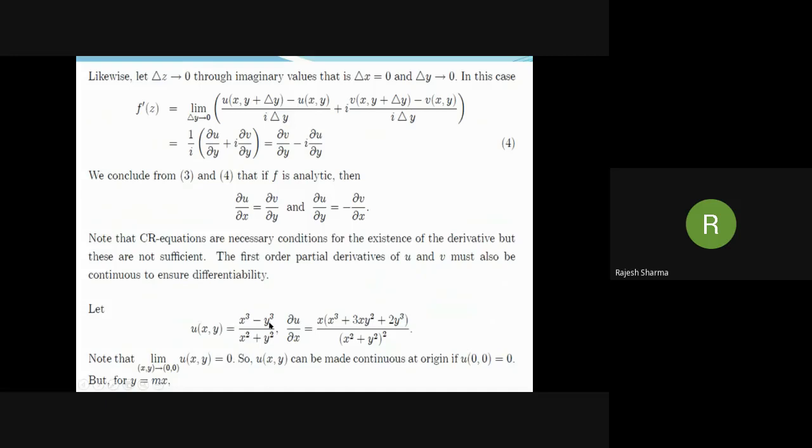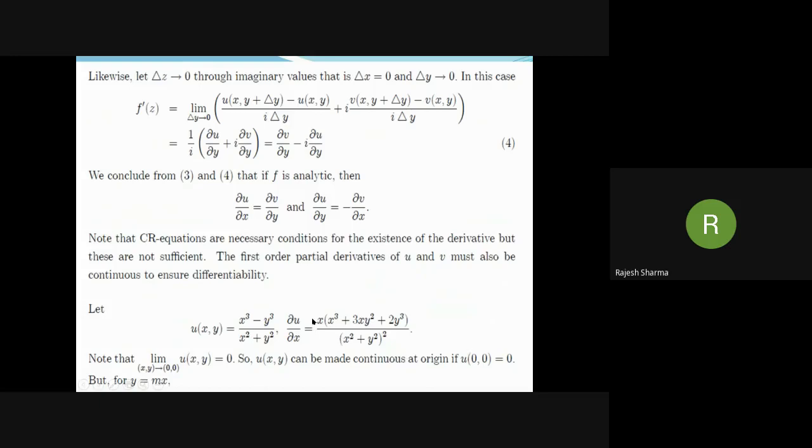Let u of x, y is equal to x cube minus y cube over x square plus y square. This is the real part of one of the examples given in books to show that CR equations are satisfied at a point, yet derivative does not exist there. The reason is that partial derivatives are not continuous there. If u of x, y is this x cube minus y cube over x square plus y square, then limit of (x, y) approaches (0, 0) of u of x, y is equal to 0. So this function can be made continuous at origin if we define u of 0, 0 is equal to 0.